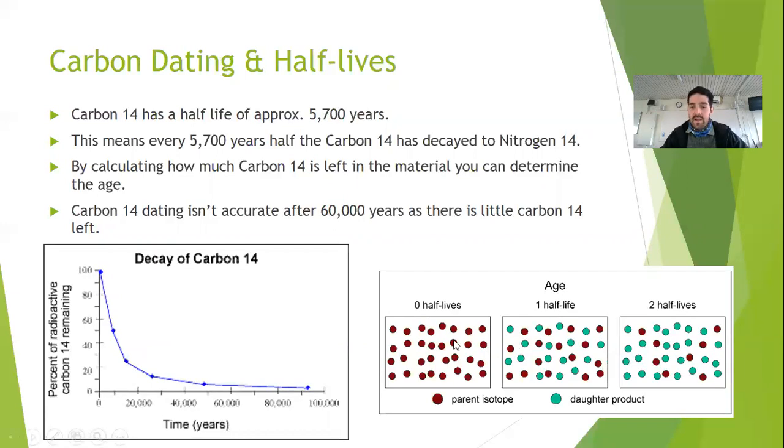It's about actually halving the number each time. And you can see in this diagram, we've got all red. Now we've got about half red. Now we've got about a quarter red. So that would be 1 half-life and 2 half-lives to get to there. So that's how we use half-lives for dating. And as I said, carbon's really good for up to around 60,000 years old.